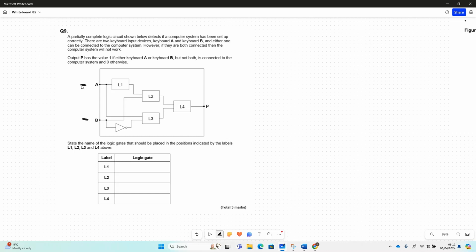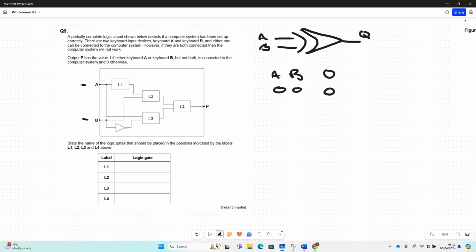If you think about an XOR gate itself, with the abstraction like this, then the truth table for XOR, we've got A and B and Q. If both are 0, it will be 0. If it's 0, 1, it will be 1. If it's 1, 0, it will be 1. But if it's 1, 1, it will be 0. And that's the truth table for XOR. So that's what we want to try and do.